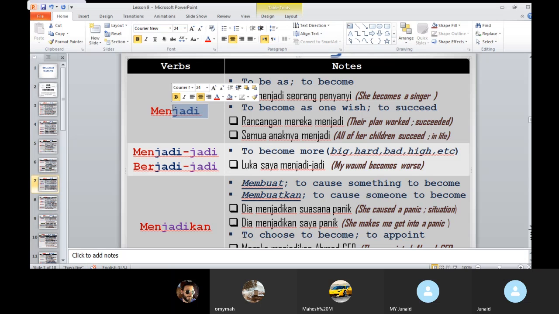Is it clear? Yes, sir. Okay. So you use jadi to become, or jadi for a plan.